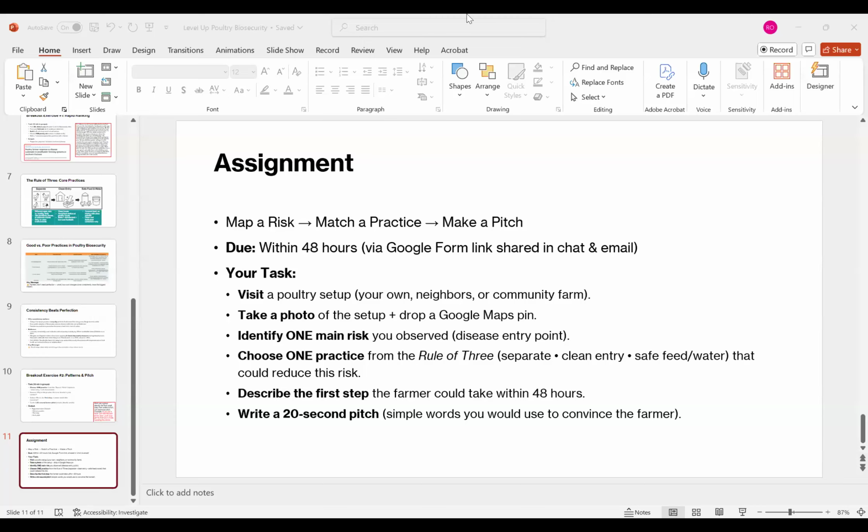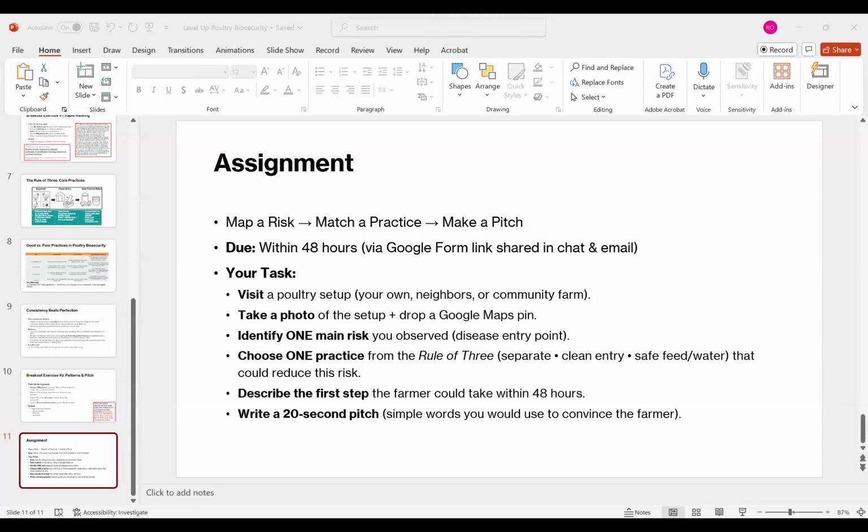We've mapped all the potential risks that can occur in a poultry house. Dorothy, you can't see my screen? Sorry, you can't see my screen. Let me share again. So all of you can see my slide now, I believe.